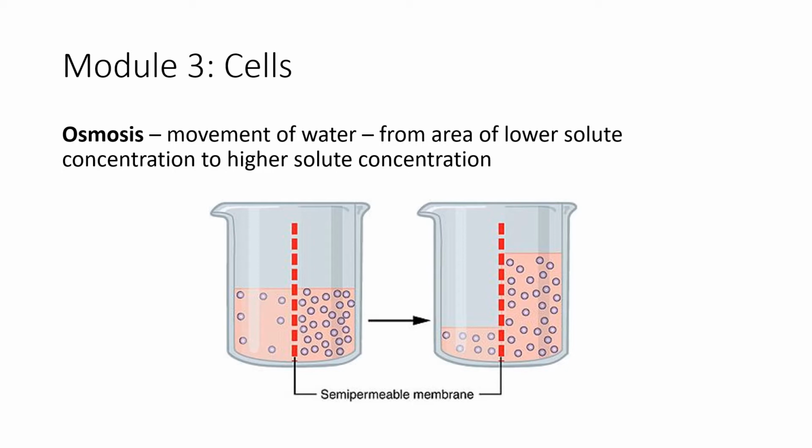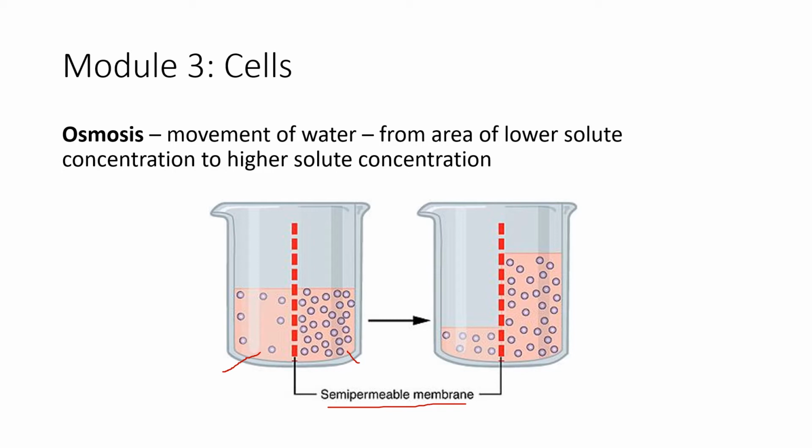So here we have two beakers. In the middle of each beaker, we see a semi-permeable membrane. We have water and we have some solute. Remember, the solute is what gets dissolved in the solvent. So on this side, this is pretty dilute, low solute concentration. On the other side, high solute concentration.